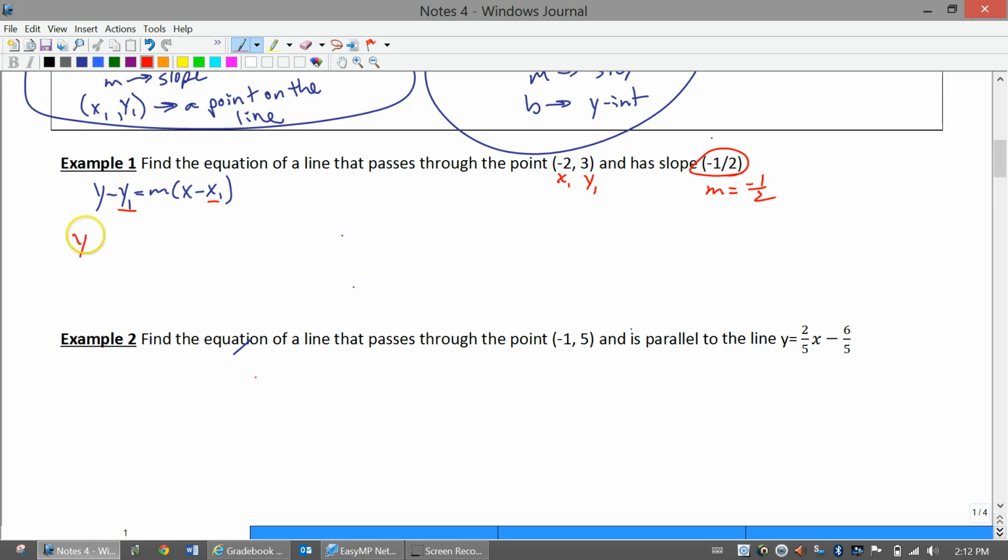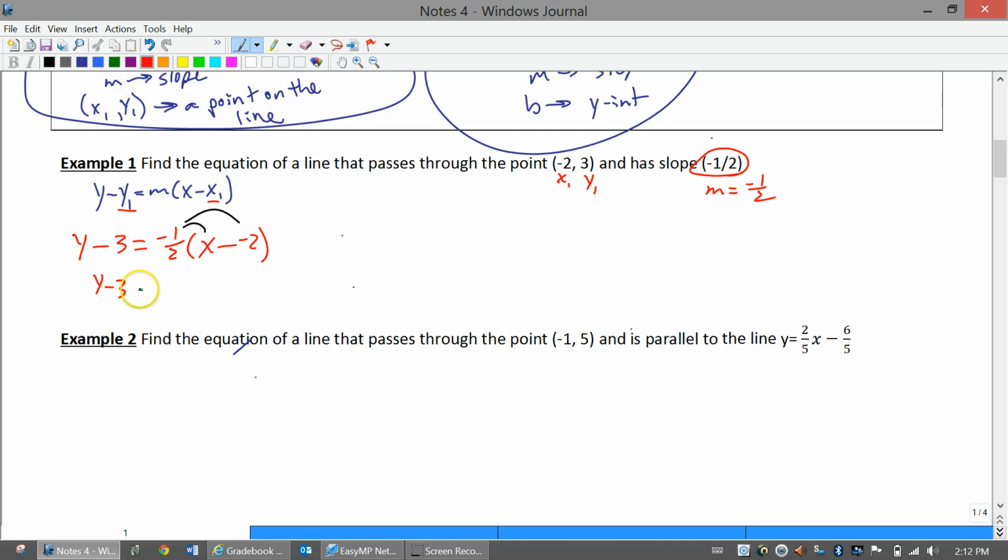So y1, I said, was 3 as labeled. m is -1/2. x1, I had -2. So it fits into the point-slope formula like that. So now what we need to do is distribute and just solve it for y, and then we'll have the equation of the line.